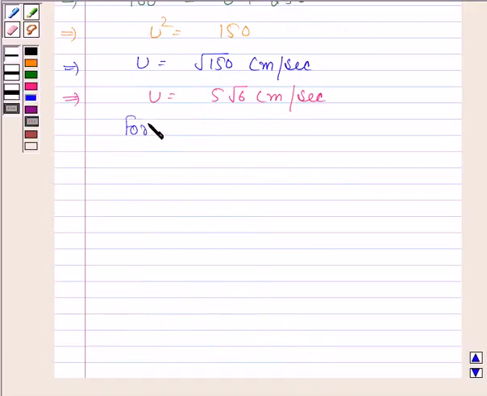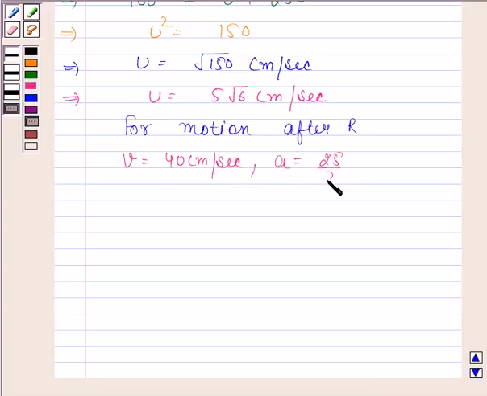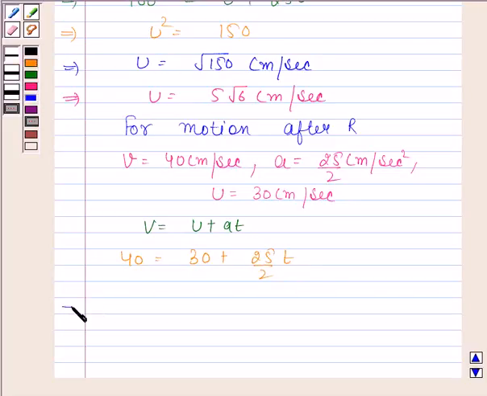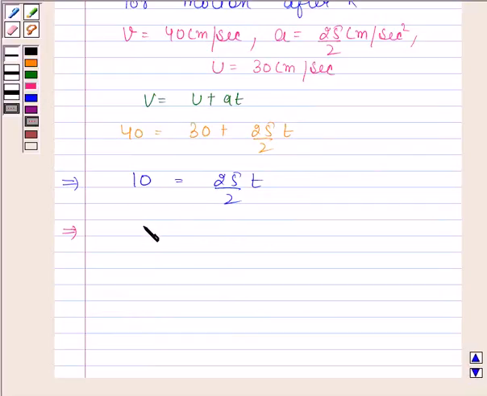Now, for motion after R, final velocity of the particle is 40 cm per second. Acceleration of the particle is 25 by 2 cm per second squared. And initial velocity of the particle is 30 cm per second. We know that V is equal to U plus AT. So now by using this equation, we will find T. V is 40, U is 30, and A is 25 by 2. Now this implies 10 is equal to 25 by 2 into T, and this implies 20 by 25 is equal to T. That means T is equal to 20 by 25 seconds.